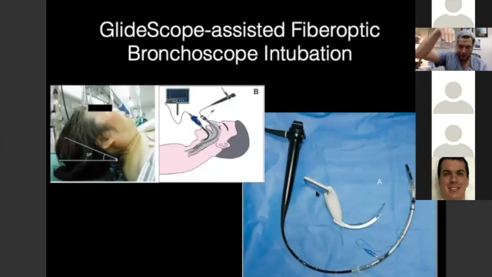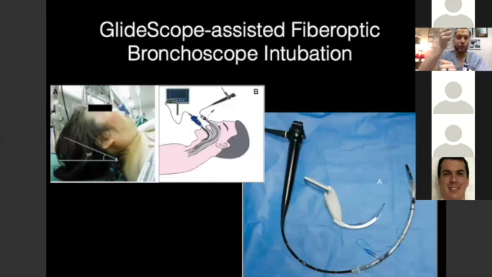So the Glidescope goes down the center of the tongue. The McGrath sweeps the tongue, but the Glidescope goes down the center of the tongue. You lift up to get the best possible view. Then you let someone else hold that scope. So you hand off the scope. That scope is now in, the tongue is out of the way. You still don't have a view because it's a difficult airway.